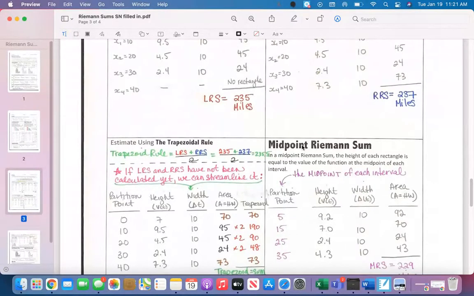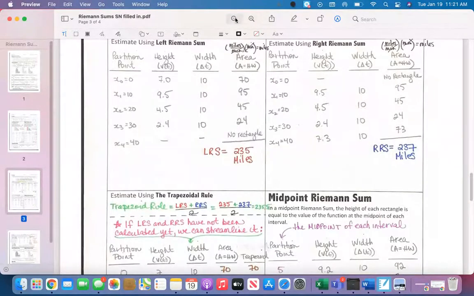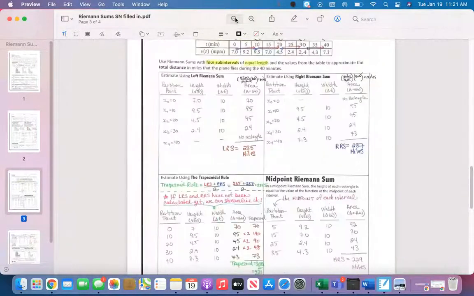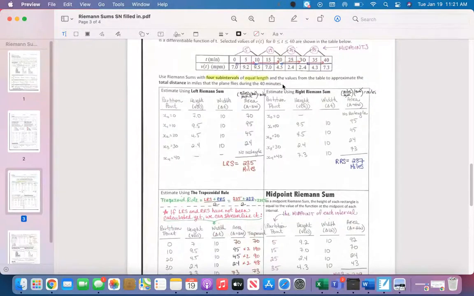So when I have a partition point at 5, I know that my height is going to be equal to 9.2. I'm just going to zoom out a little bit here so you can see. In my second interval between 10 and 20, my midpoint is going to be at 15. So at my midpoint at 15, my height is going to be 7. Between 20 and 30, my midpoint's at 25, so my velocity or my height at 25 is going to be 2.4. And between 30 and 40, my midpoint is 35, so my height at 35 is 4.3.